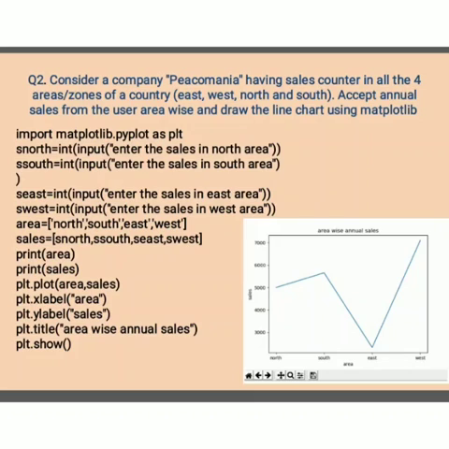What we are doing? We are accepting the value from the user with the help of input. So consider the second line. S north is equals to int input, enter the sale in north area. Input is a Python function which is used to accept values from the user.